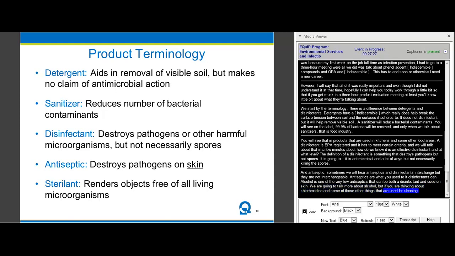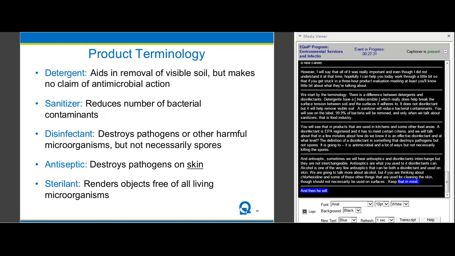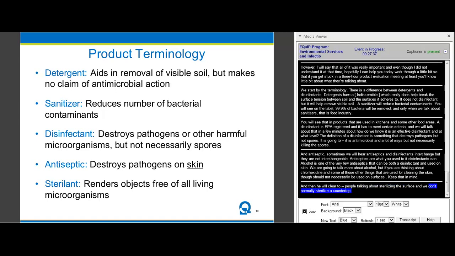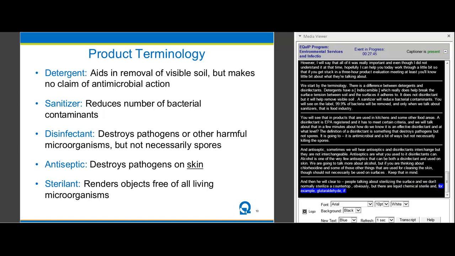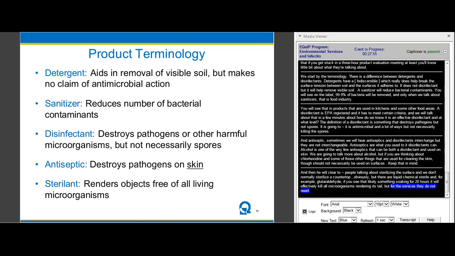And then you'll hear people talk about sterilizing the surface. And we don't normally sterilize a countertop, obviously. But there are liquid chemical sterilants that, for example, glutaraldehyde, if you leave something soaking for like 20 hours, it will effectively kill all living microorganisms, rendering it sterile. But for these surfaces, they do not need to be sterile, and there isn't any real way to get them sterile. But you do need to know the difference in these terms.